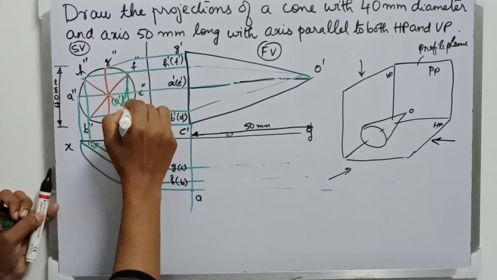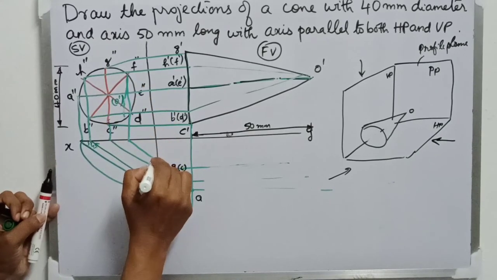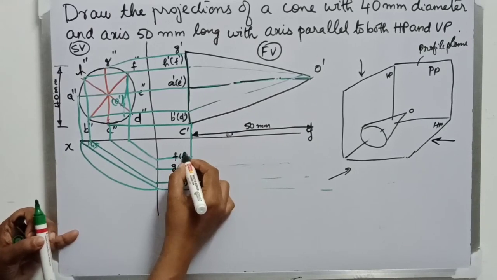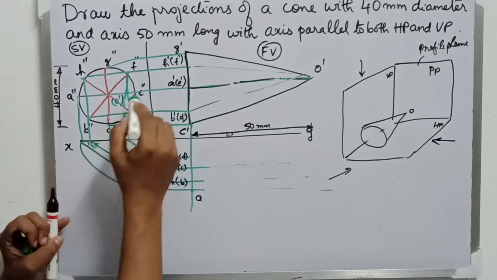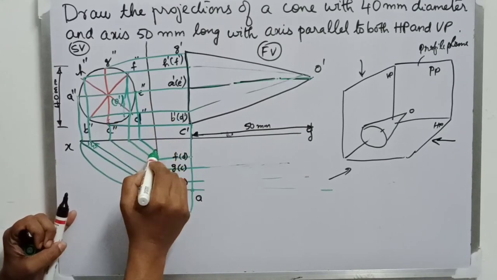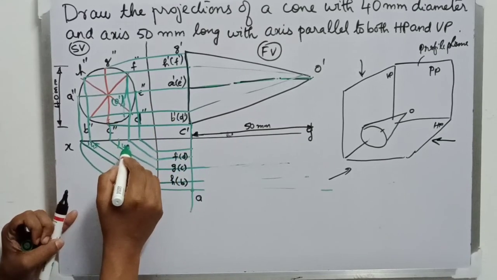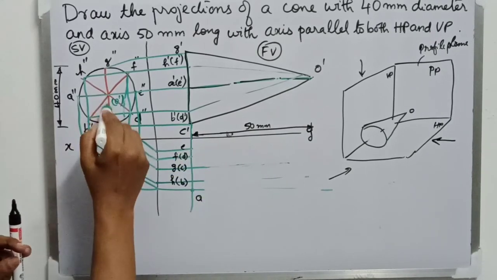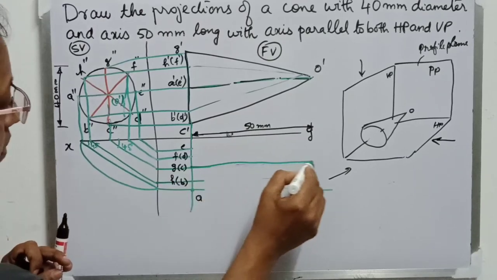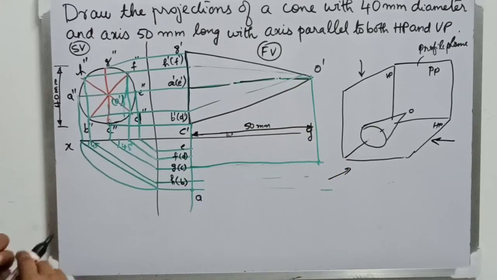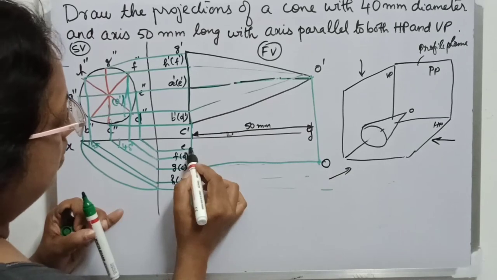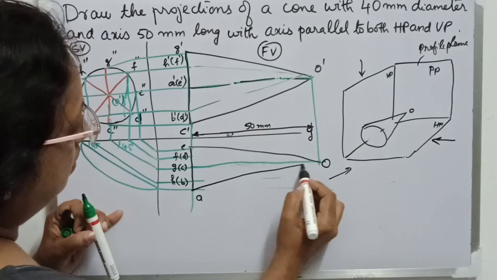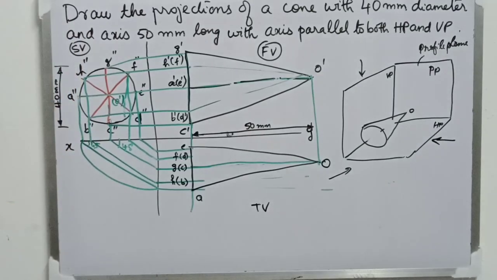Similarly, draw projectors from F double dashed and D double dashed, and we get F and D. Similarly, from point E double dashed, you are going to get the point E. All these lines should be at 45 degrees, or draw an arc with that mid point as center. Now extend this line and project point O also. Now I'm darkening the top view. So this is the top view.